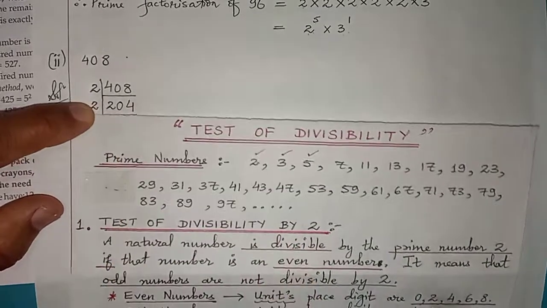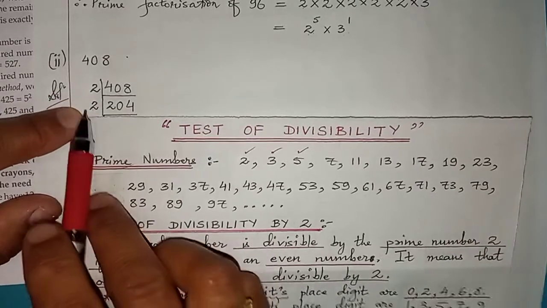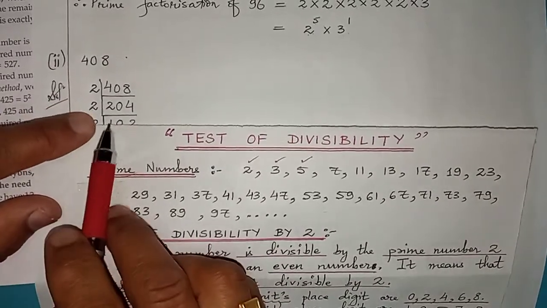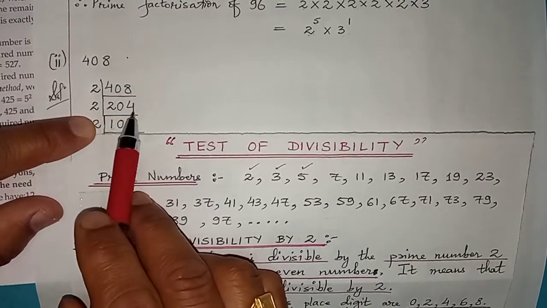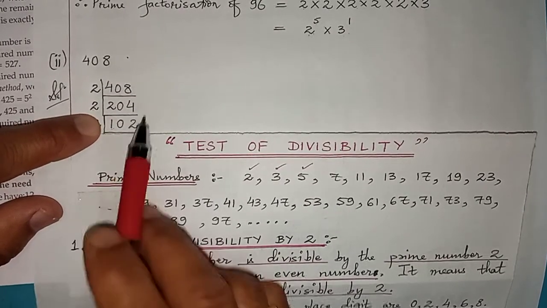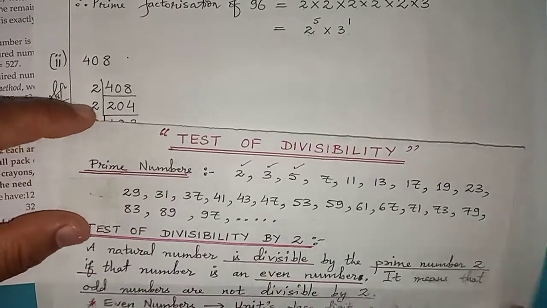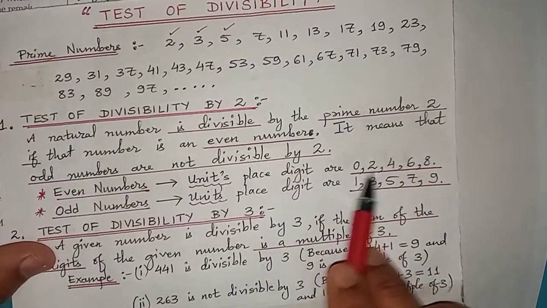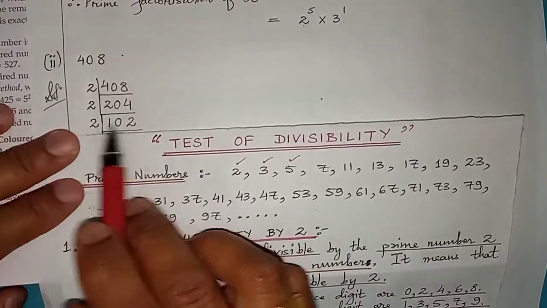4 is again an even number. I hope you have it by heart. 4 is again an even number. So we can divide again by 2. 2 1s are 2. 2 zeros are 0. And 2 2s are 4. Okay. Now we come to 102. See, it became 102. Then 2 is again an even number. Because of this unit digit 2, again we can divide by 2.